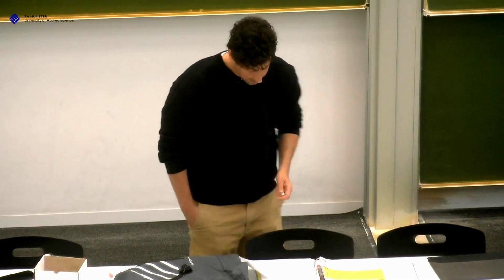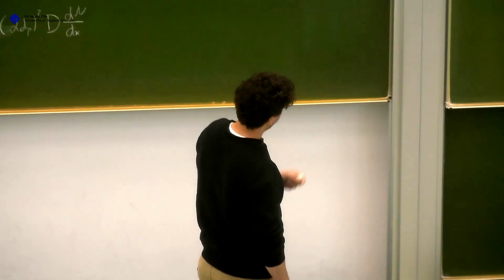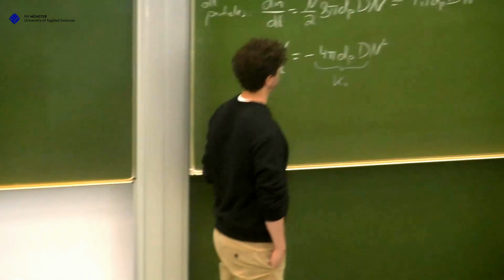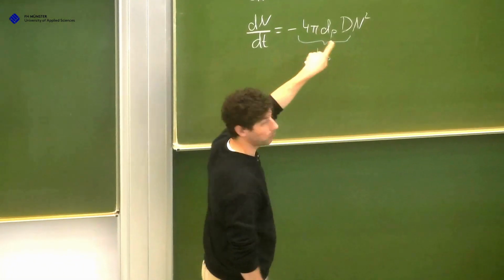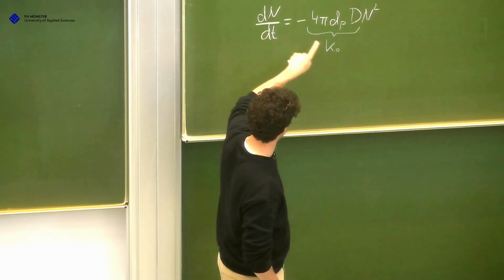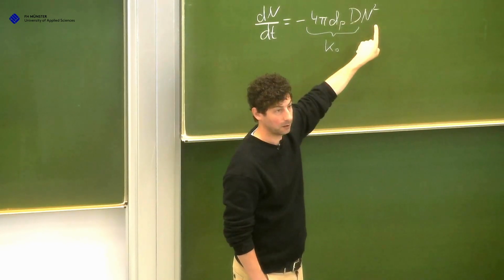So, what can I do now with my nice equation here? What can I do with this equation? So now it's dn dt equals k0 n squared.